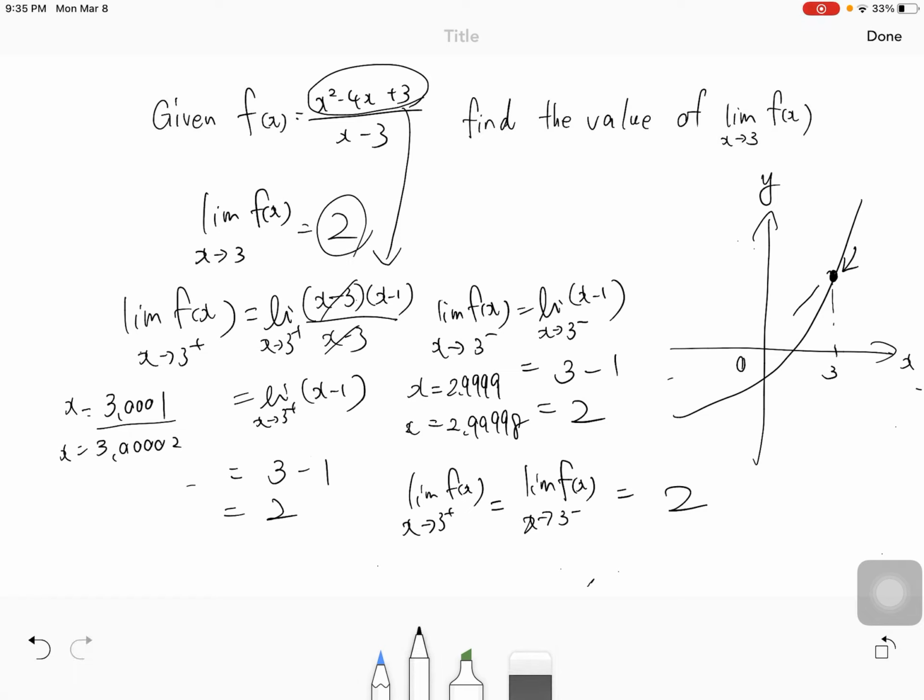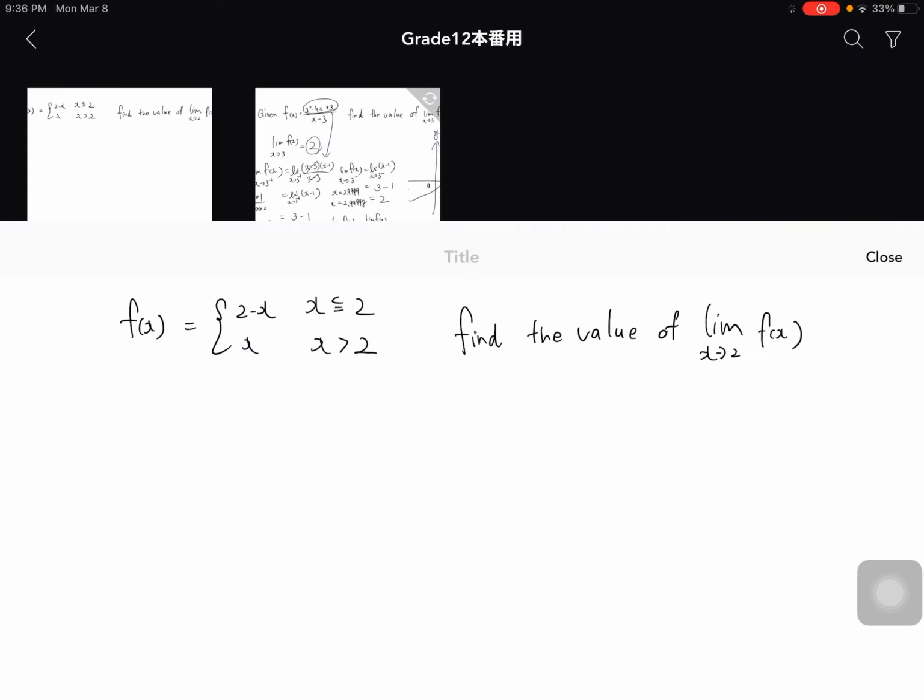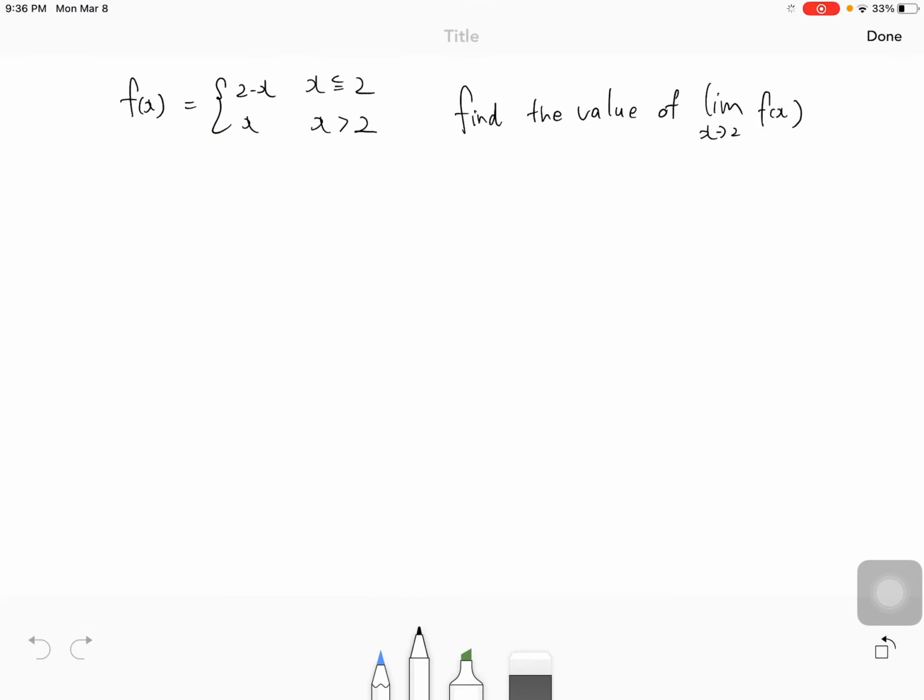Okay, it might be complicated. So some of you might think, what you did is just plug in 3. So why didn't you plug in 3 from the beginning? But actually there's a reason why you cannot do that. So let me give you an example. So let's solve this question.